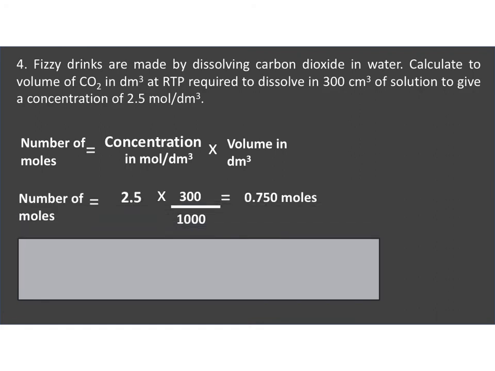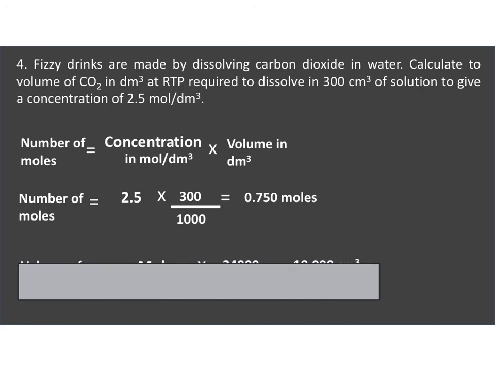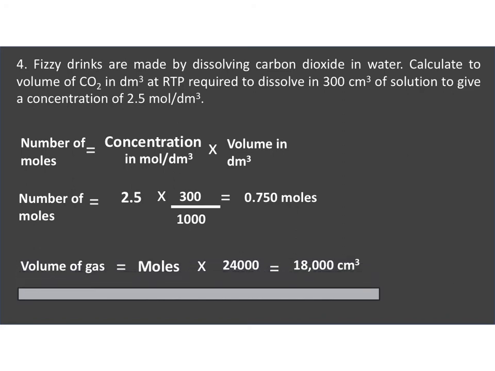Our concentration, they've told us, is 2.5. Our volume is in centimeters cubed, so we have to divide it by 1,000 to convert it into decimeters cubed. That gives us moles of CO2 being 0.75 moles. And therefore our volume of gas is just our moles times 24,000 to give us 18,000 centimeters cubed of carbon dioxide gas. And since they wanted that in decimeters cubed, you divide that by 1,000 to give 18 decimeters cubed.